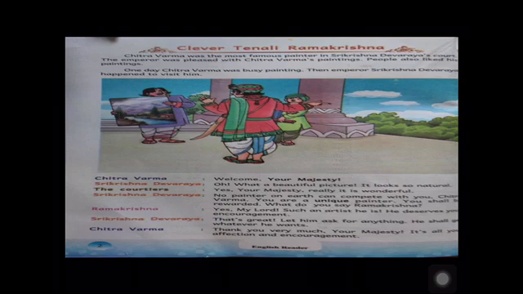I told you this lesson is in the form of a play. The dialogue that Chitravarma says is, "Welcome, Your Majesty." Now, what do you mean by Your Majesty? Why does he call him Your Majesty? Because Your Majesty is a title of respect used while addressing a king or a queen. Chitravarma addresses the king as a mark of respect.